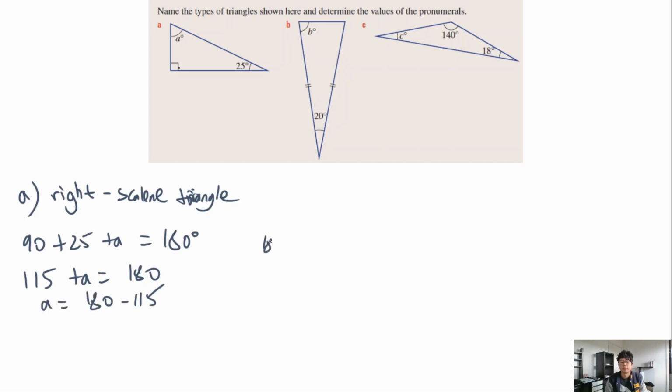Let's quickly work that out over here. 10 minus 5 is 5. 7 minus 1 is 6. So A is going to equal 65 degrees. Give yourself a tick if you got that correct.